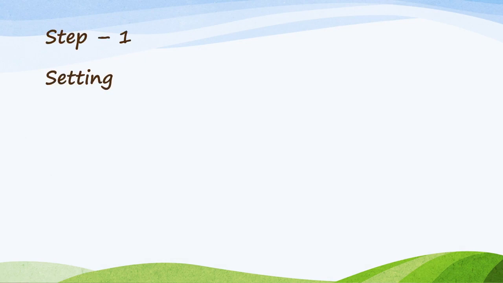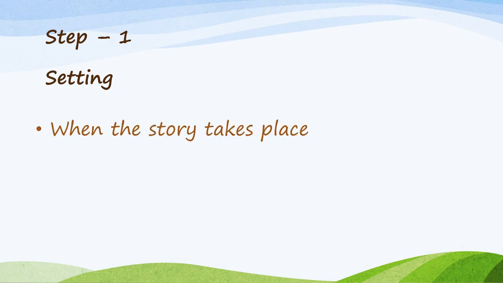Step 1. Setting. When the story takes place. The story is time bound. It can take place in the present, past, future, or in dreams. We can also mention seasons. The best stories knitted in the past are Arabian Nights, Akbar and Birbal, Tenali Rama, Panchatantra, and many more which people still enjoy.